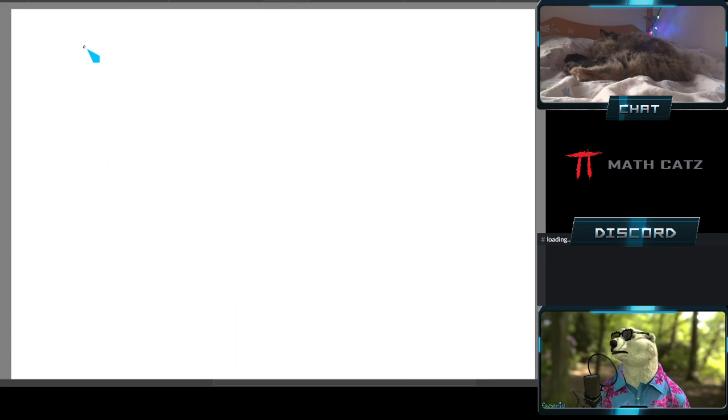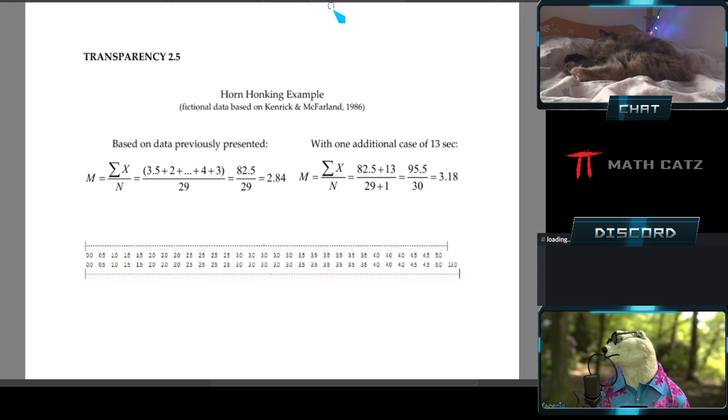All right, now there is a little bit of a problem. Problem with the mean. It's not a huge problem, but it is a problem. Let's look at an example. Go back to the horn honking example.